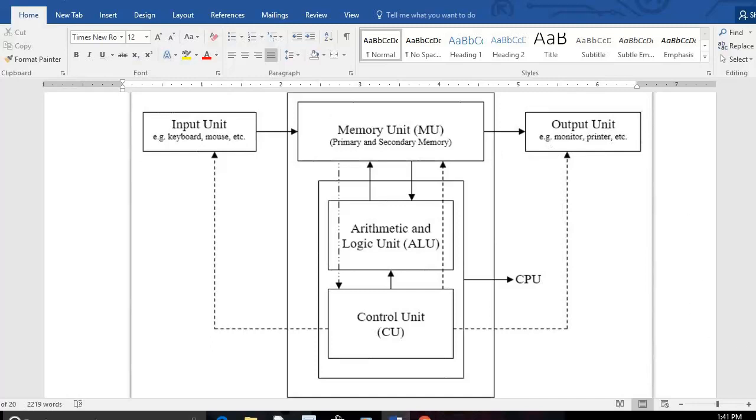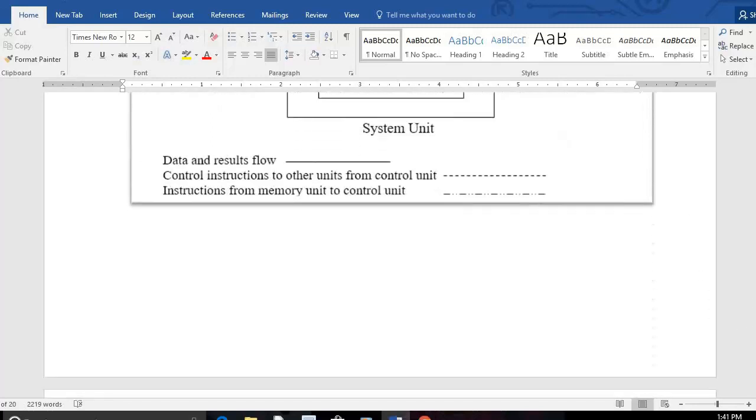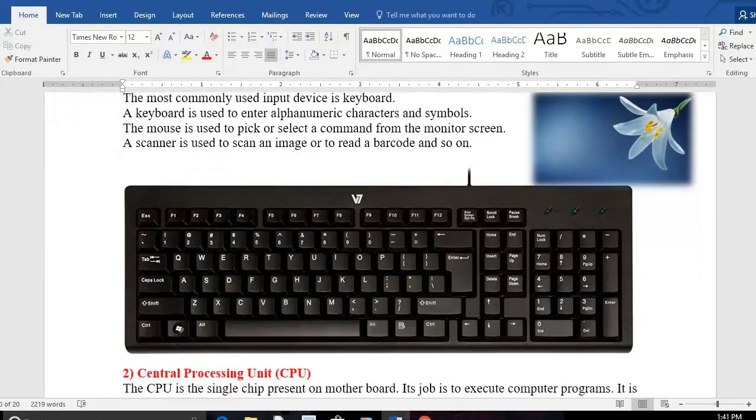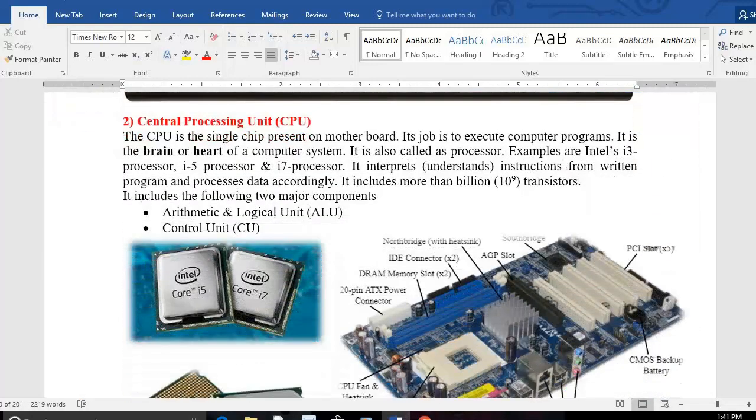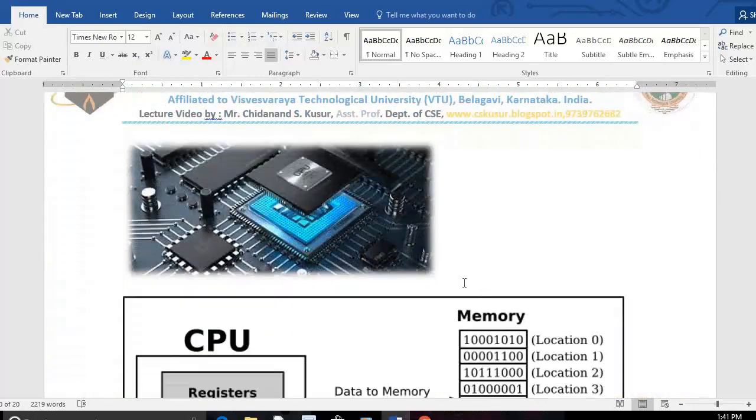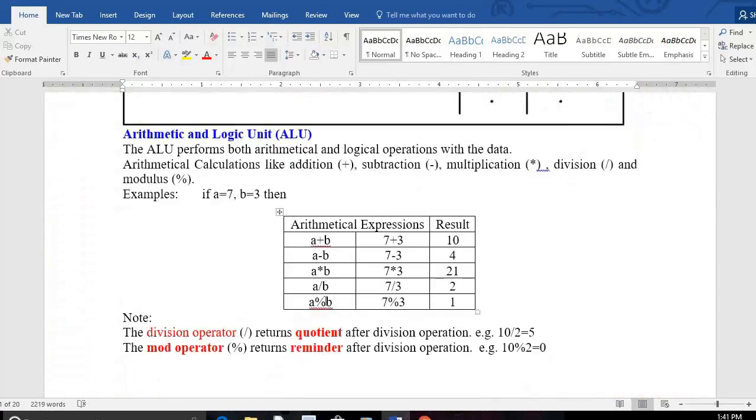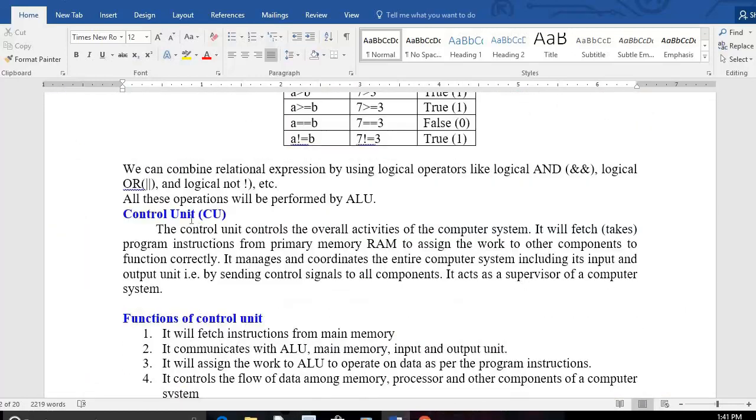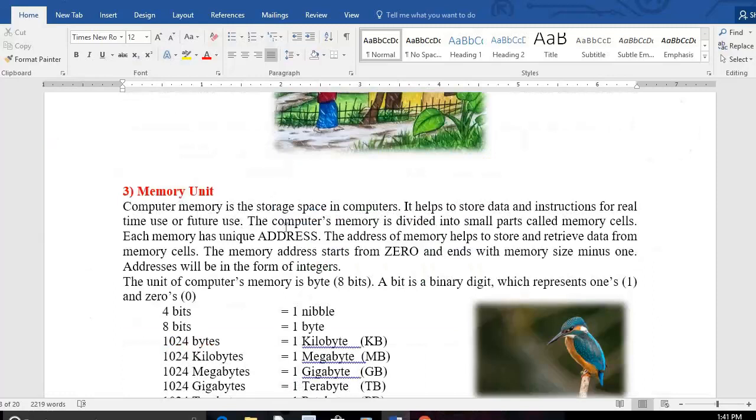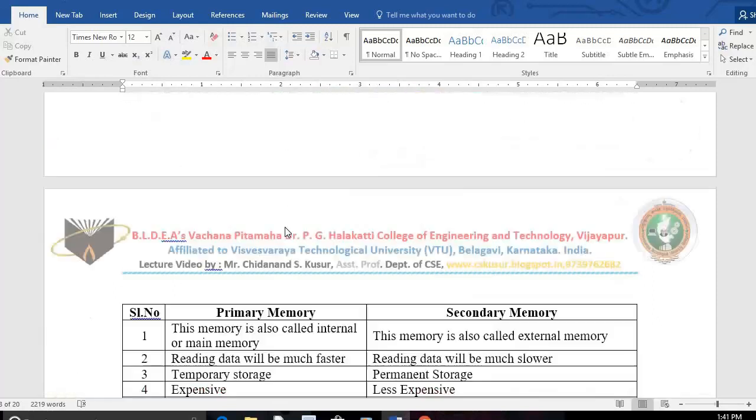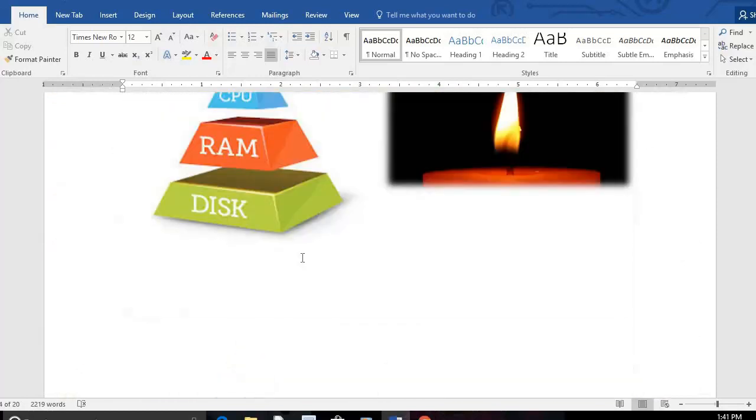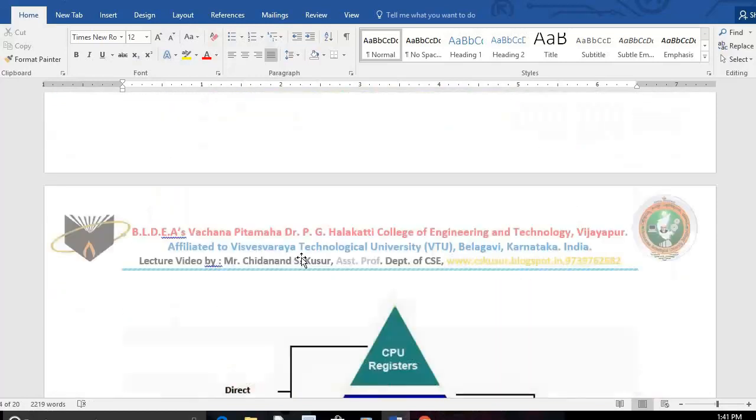Let us start with the explanation of input unit. First you have to explain the input unit. Next you need to explain the CPU. Inside the CPU we have ALU, and we have CU, and explain the functions of CU. Then you need to explain the memory unit, then the types of memories, and you need to explain the output unit at the end.